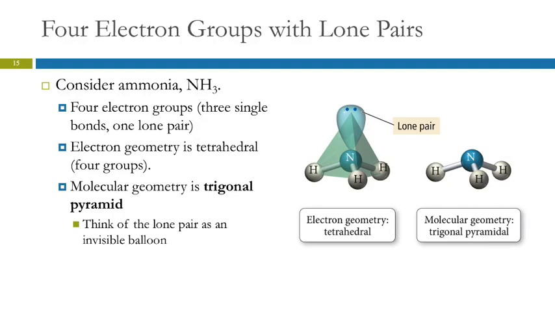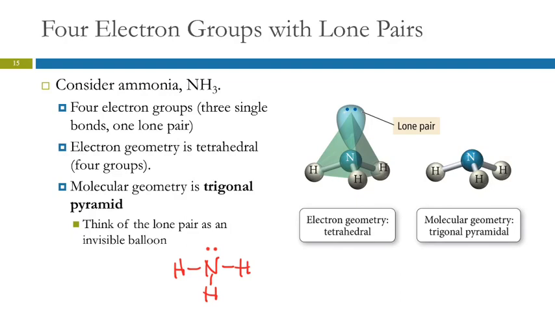So let's look at ammonia. Always helpful to have the Lewis structure. I'll write it down here. So the Lewis structure for ammonia looks like this. Here's the nitrogen. There are 3 single bonds and a lone pair. How many groups is that? That's 4 groups. What do 4 groups do? They make a tetrahedron, right? So here's the electron geometry looking at the electron groups. They're making a tetrahedron.